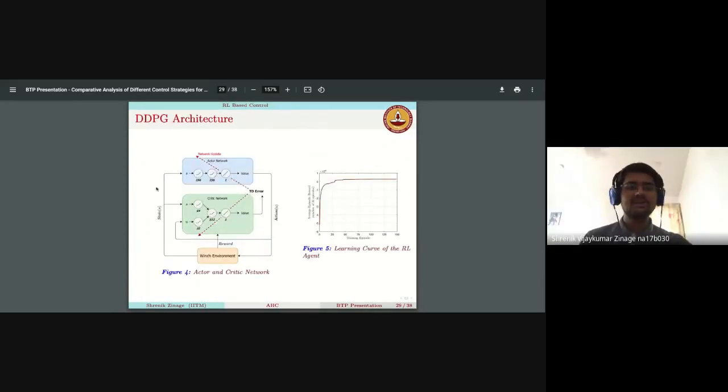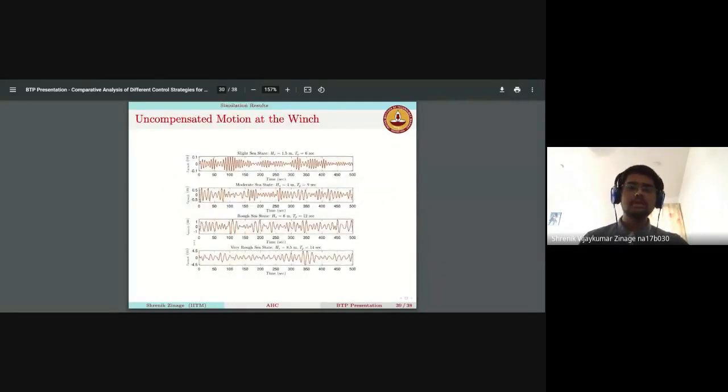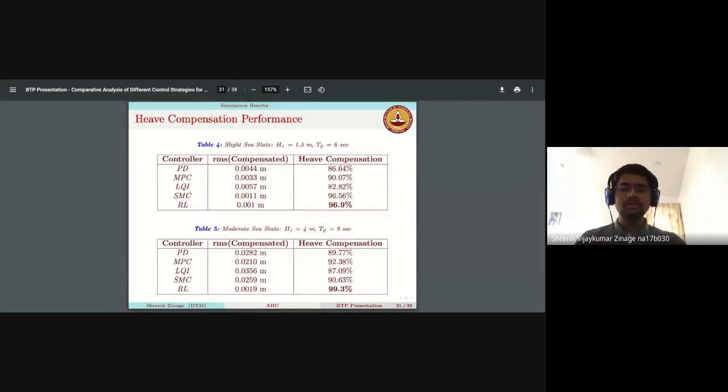Yeah. Okay. So the DDPG architecture is shown here, and the reward that I got is shown in figure 5, where the average reward kept on increasing and became constant at around 150 episodes. Now talking about the results, the figure over here shows the uncompensated motion of the winch for different sea states. And the heave compensation performance that I got for different sea states is as follows, where in slight sea state, the RL controller performed the best. In moderate sea state also, the RL controller performed best. Rough sea state also did well, and in very rough sea state also it did well.